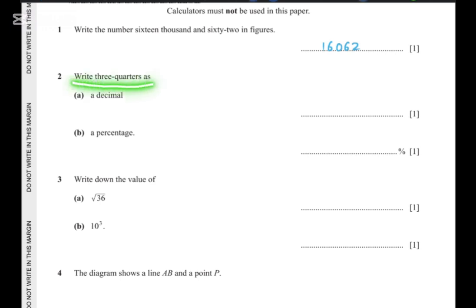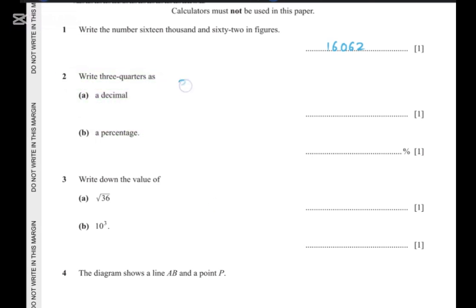Question number 2. Write 3/4 as a decimal, a percentage. So question A will be how to write 3/4 as a decimal. So you have to remember, students, writing certain fractions into decimals. Like we should know that the half is 0.5 and 1/4 is 0.25 and 1/5 is 0.2. So like that we can write 3/4 as 0.75.